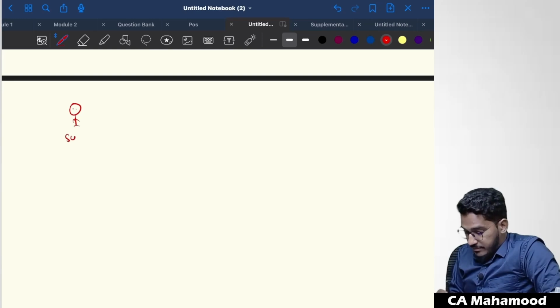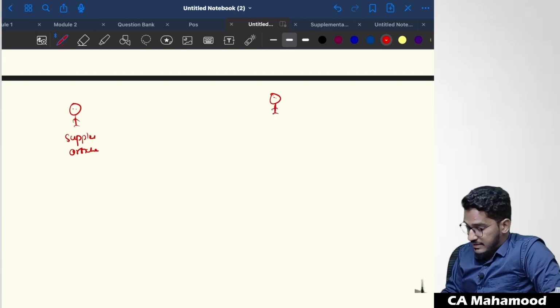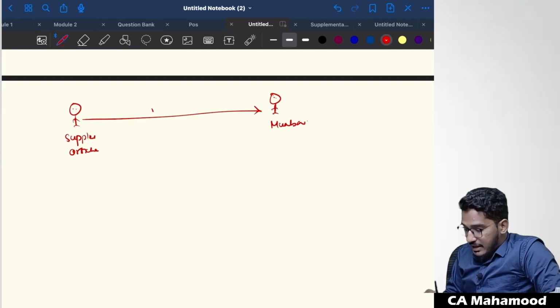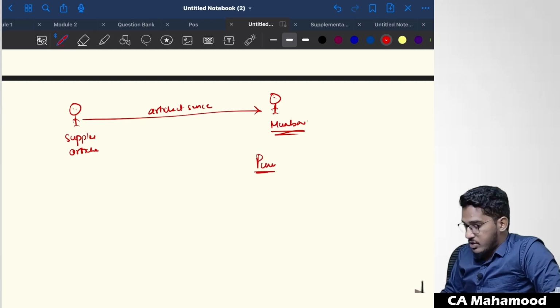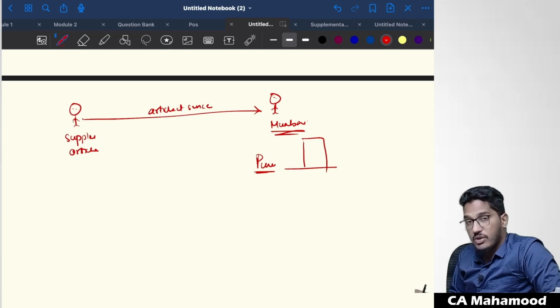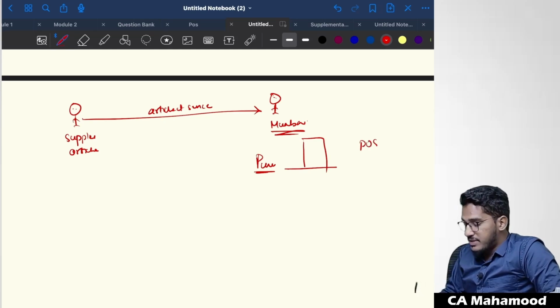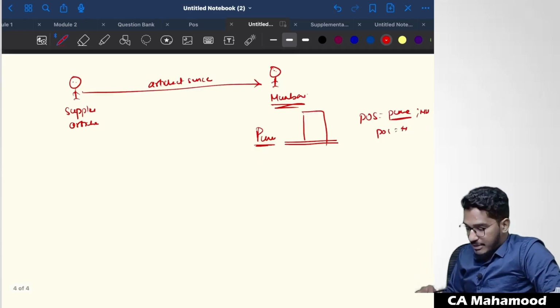Take for example, the supplier is an architect. The recipient is located in Mumbai. This supplier is providing architect services for a property of the recipient which is intended to be constructed at Pune. So the recipient is having a property in Pune. Now what will be the place of supply? The place of supply will be the place at which this immobile property is located, which is Pune, in the state of Maharashtra. The place of supply will be Maharashtra. Able to understand? Now let me give you one more example.